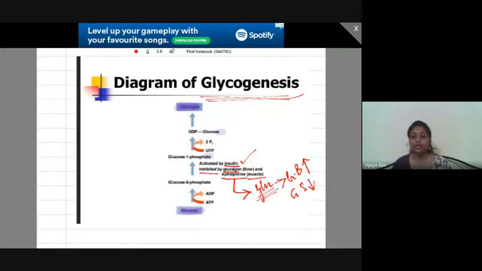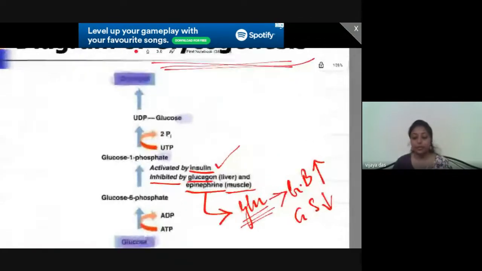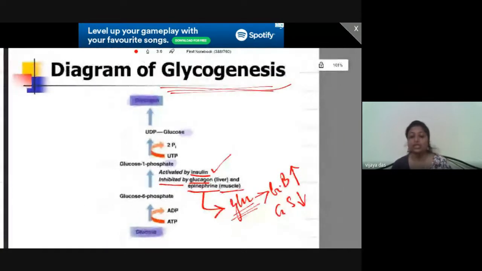Do you understand this hormonal regulation? Ma'am, can you repeat it once? Yes. Just remember one thing, that insulin will promote the process of glycogen synthesis.